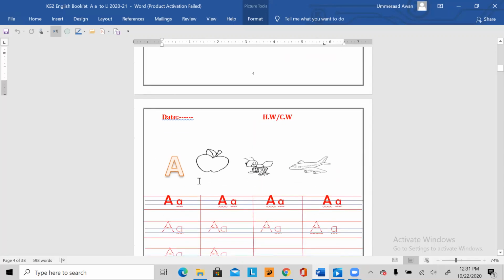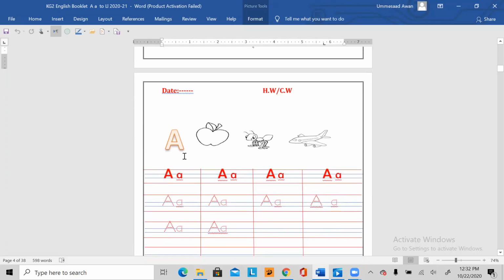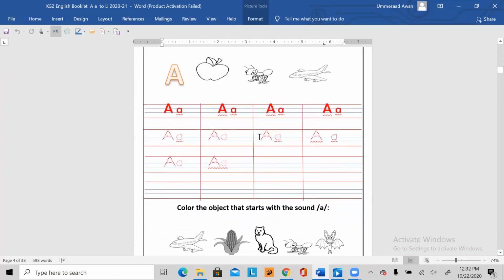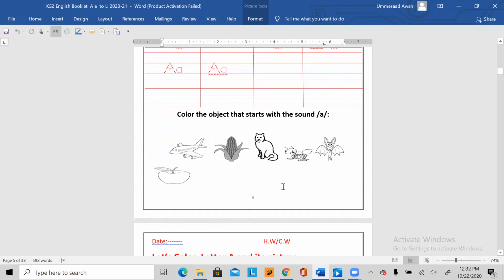This is letter A. What is this? Can you tell me? This is letter A. The phonic sound of letter A is A. A for apple. A for apple. Okay, this is capital A and this is small a. It will continue all like this.